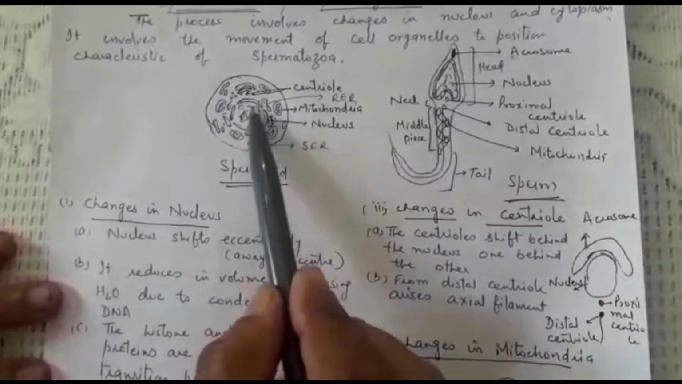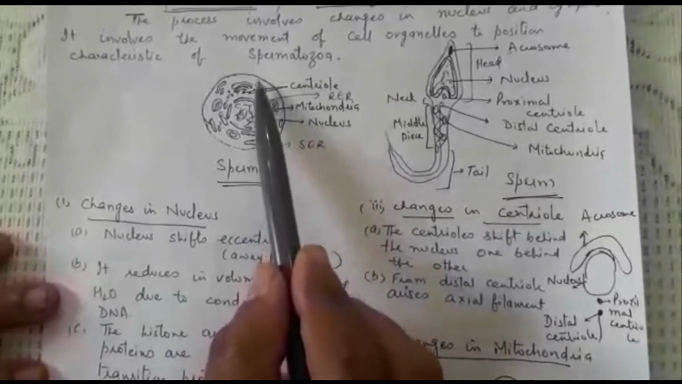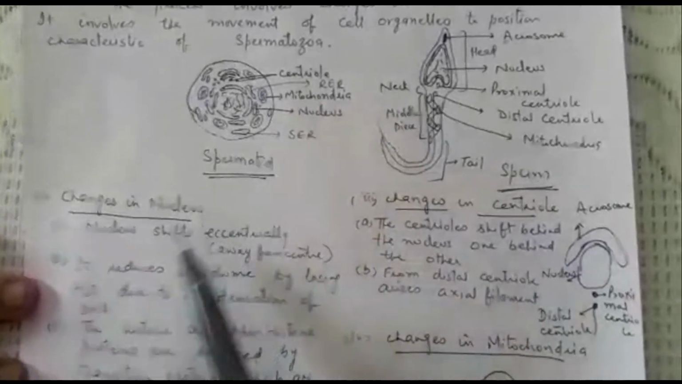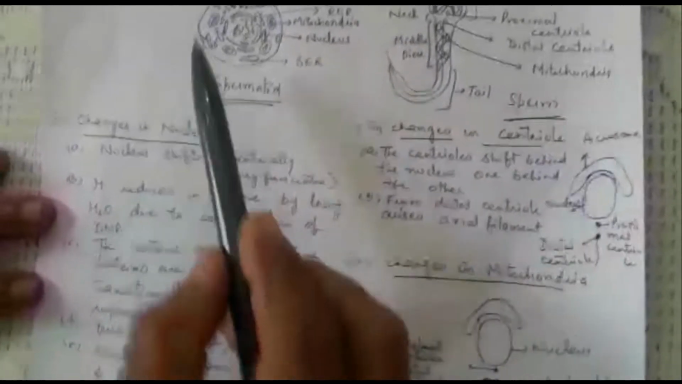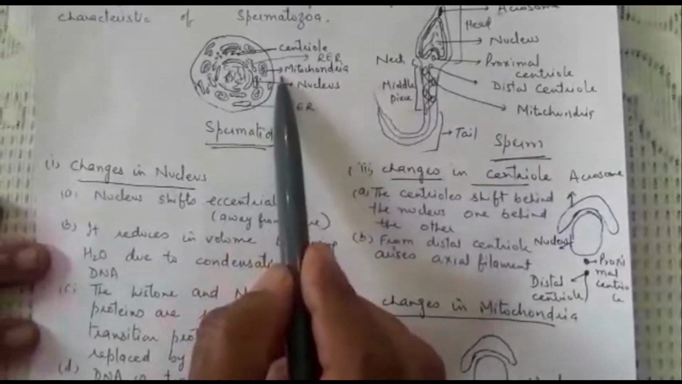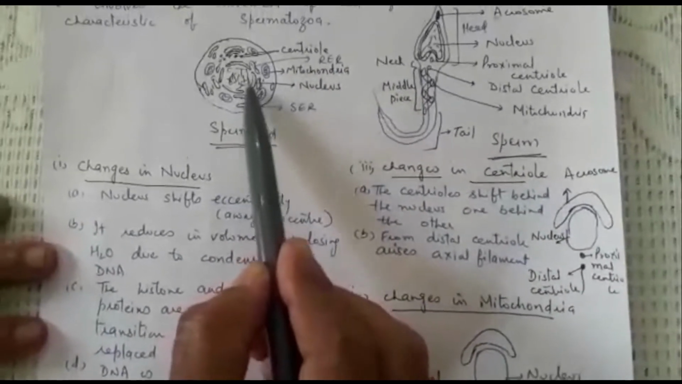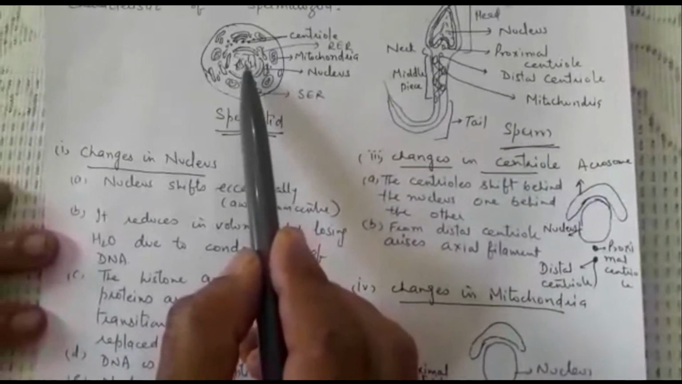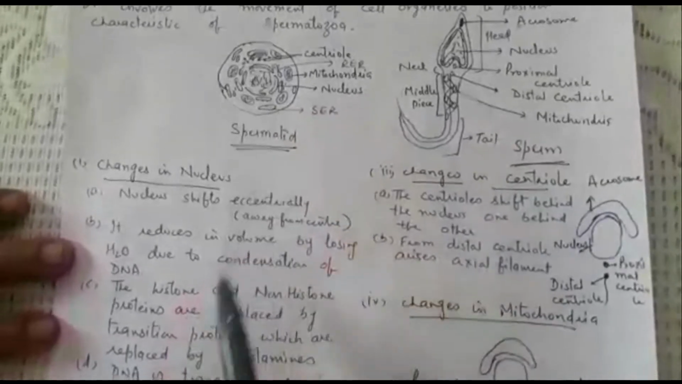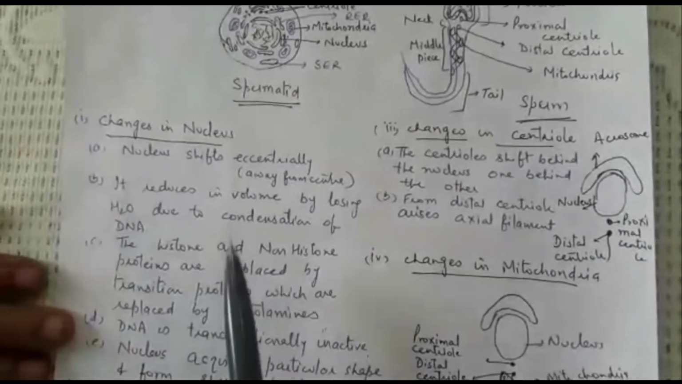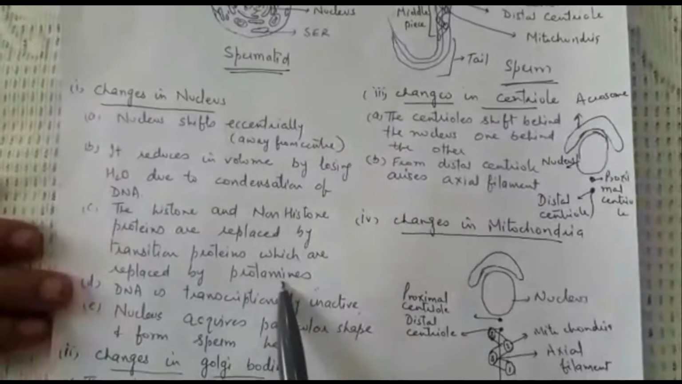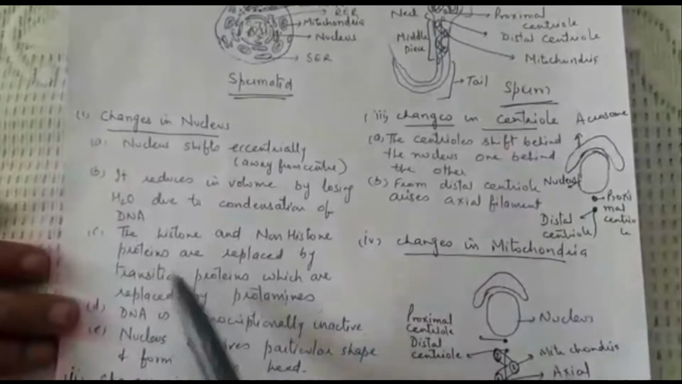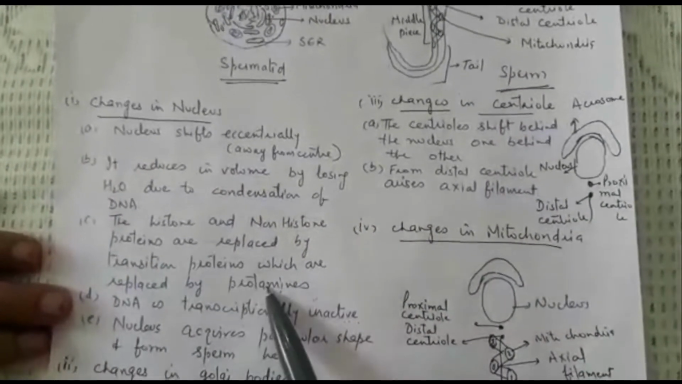Nucleus here occupies central position. Now it shifts away from the center. It shifts towards the plasma membrane, so it shifts eccentrically. Then it reduces in volume by losing water, so the process will involve condensation of DNA. Histone and non-histone proteins which are present in the nucleus first of all change into transition proteins, and transition proteins are later replaced by protamines, because sperm nucleus contains protamines. So this is the change in composition of proteins.